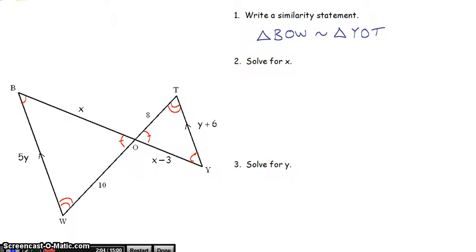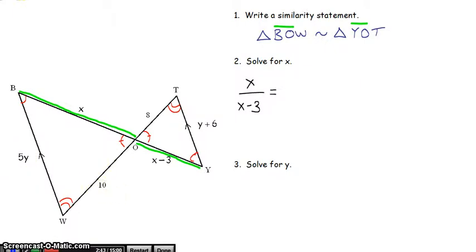Starting with x, what we see is that x is this side BO. BO matches up with YO, so I can match it up here. There's one ratio, x over x minus 3, in my proportion. The other ratio is going to come from another set of proportional sides, but if I use the one with y, I can't solve it.